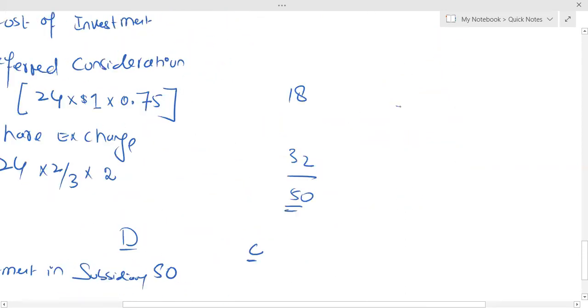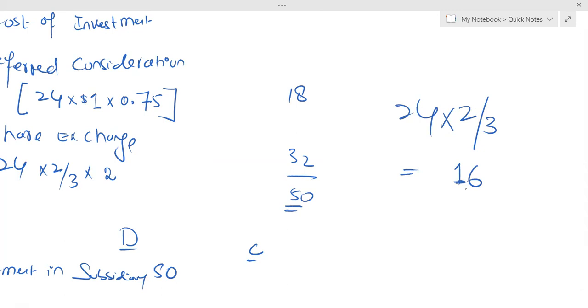Parent has acquired 24 million shares in the subsidiary, and parent has issued 2 shares against 3. So logically, the total number of shares which parent has issued is 16 million.